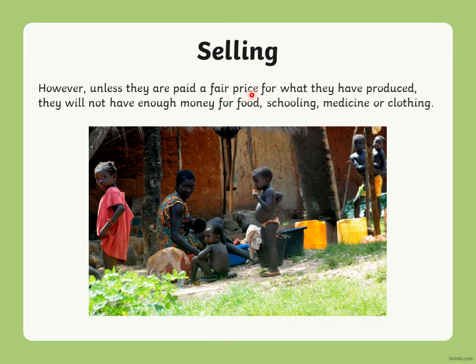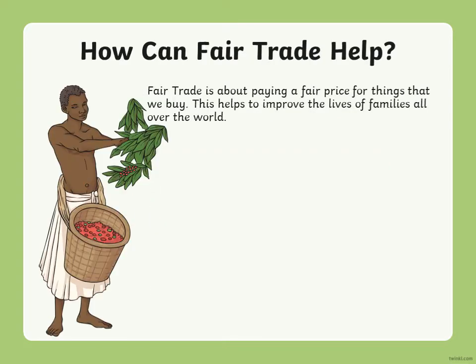So we're not going to just buy them cheaply. We need to pay them enough for them to live off. We can't just pay them a pittance for what they provide to us. We need to pay them for what they provide so they have enough money to live. So they can buy food, they can go to school. If they get poorly, they have medicine. And of course they need clothes as well, so they need money, these people in these countries.